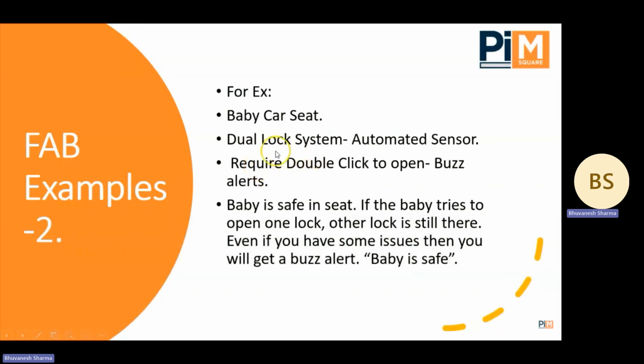It requires a double click to open the dual lock system. It is not that if one side is open, then the baby can slip out of it. The baby has to open both the locks by clicking both the locks, then it will come out of the car seat. Or else if these things are happening, even after that there will be a buzz alert because you have an automated sensor attached to it. So this is the advantage and this is the feature. That's fine, you have a feature, because of that you have an advantage.